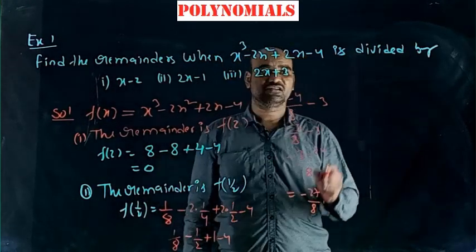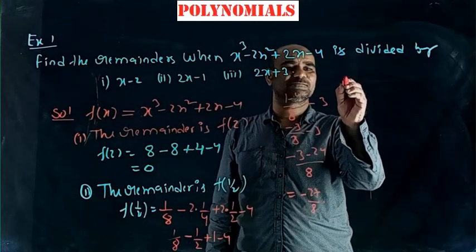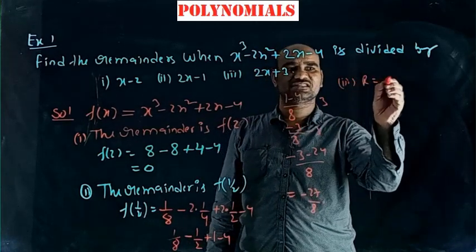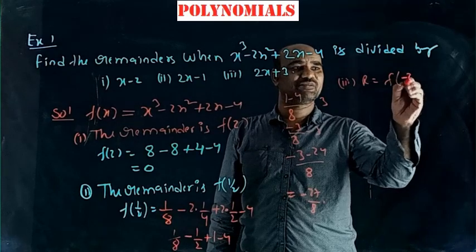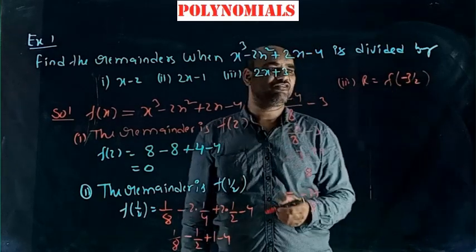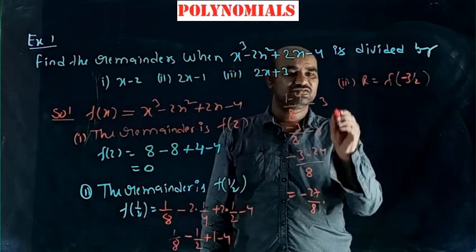So last one, third one, I can say directly the remainder is f of minus 3 by 2. Now I want to find f of minus 3 by 2 value.